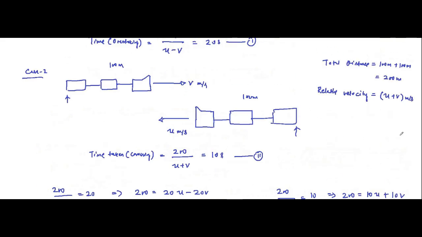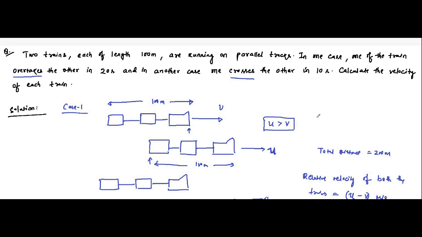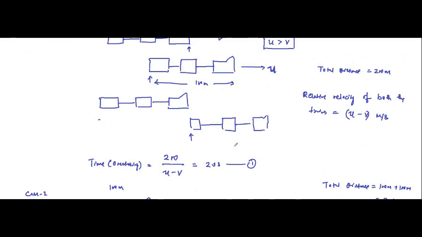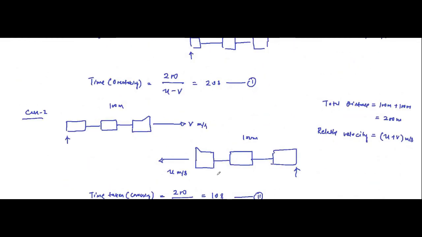Again, this question is very important. First of all, it was not given directly whether the two trains are moving in the same direction or in the opposite direction. It was only given in one case that one of the trains is overtaking, which means both the trains are moving along the same direction on parallel rails. In another case, it was given that they are crossing each other, which means they are moving in the opposite direction.